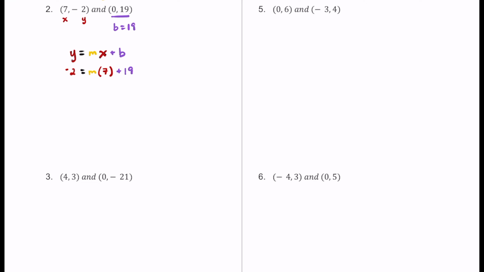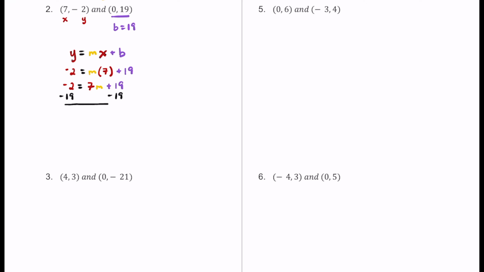Okay, now turning this around just a little bit, we keep this -2 is equal to, and then m times 7 is the same thing as 7m, or 7 times m. And then we're going to write plus 19 afterwards. Okay, at this point, let's just go ahead and solve for m. So I'm just going to write -19 and -19 so we can isolate it.